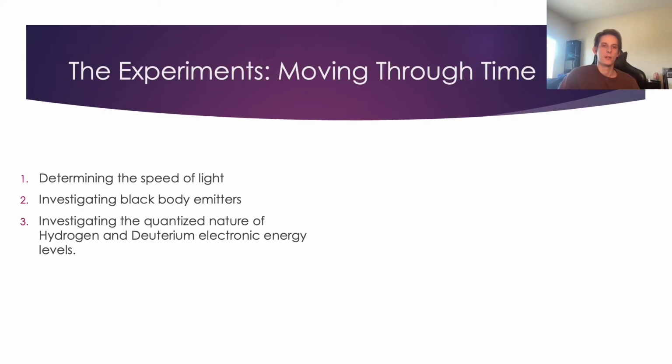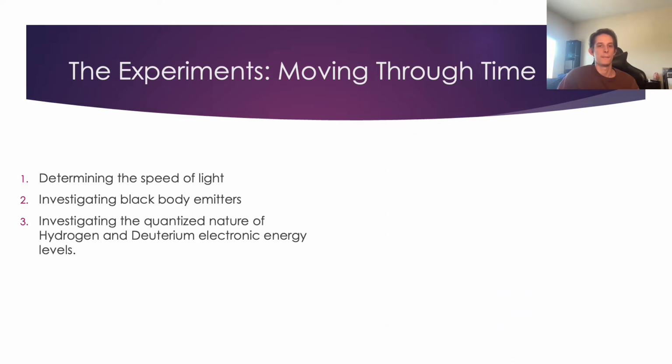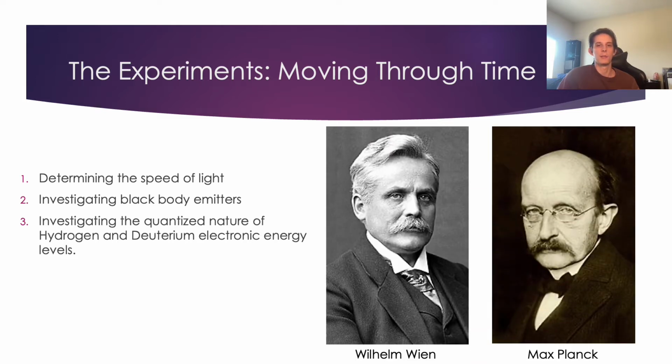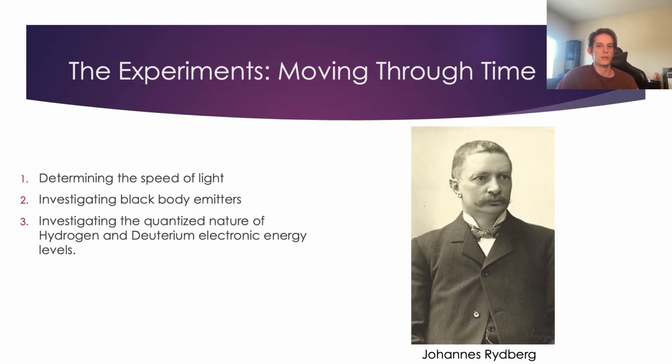The reason this presentation is called a blast from the past is because we did a series of 3 experiments, each one with a different significance for ultimately uncovering the quantized nature of electron energy levels. The first and earliest experiment was Louis Fizeau's, so we modernized his experiment to determine the speed of light. The second was investigating blackbody emitters and solving the UV catastrophe using approximations created by Wilhelm Wien and Max Planck. And then the third experiment was using line emission spectroscopy to actually quantify the transitions for hydrogen and deuterium.